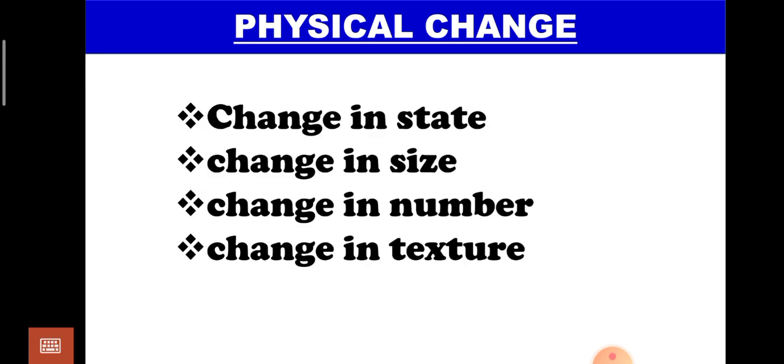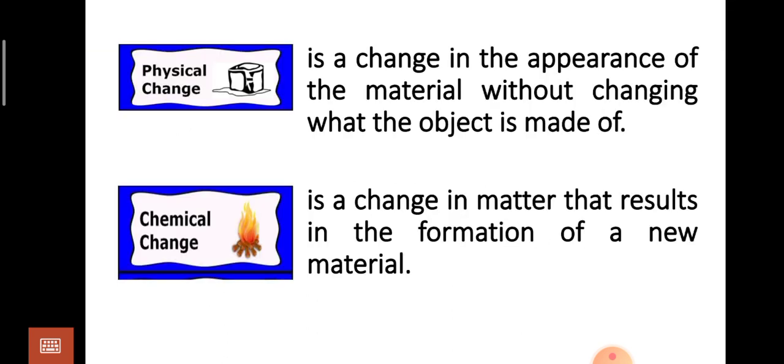It can also change in state. So, yun na po yun, no? And then, change in size, change in number, change in texture. So, pag sinabi nating texture, rough, smooth, yan yon. While chemical change is a change in matter that results in the formation of a new material. Masasabi natin na ang isang bagay ay may pagbabago kung nagkakaroon siya ng panibagong product.